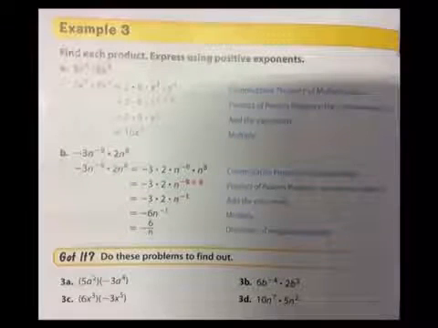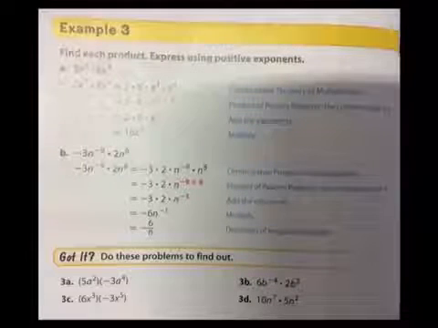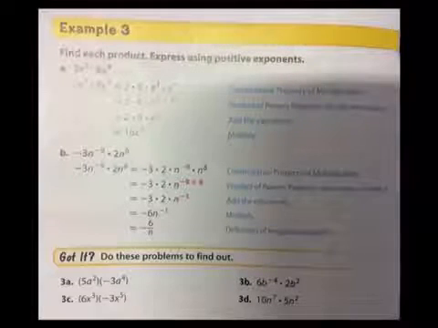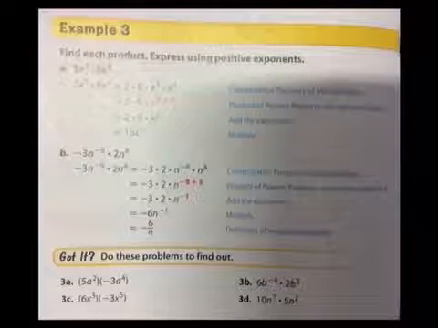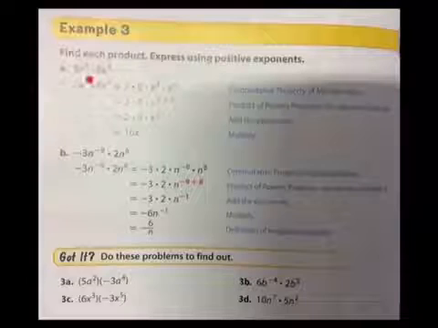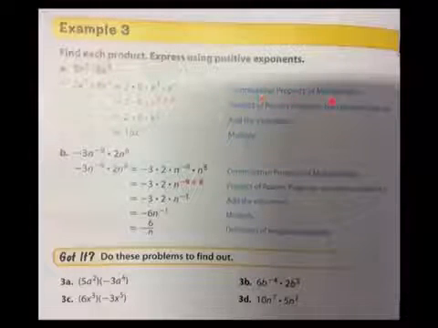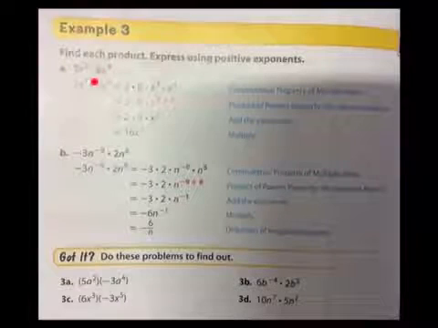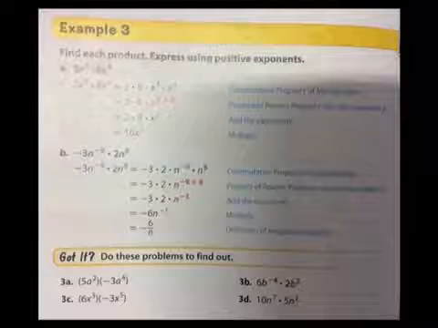Okay, now let's look at example 3. Things are starting to get a little more complicated, but at the same time, I actually think it's a little more fun because you're now dealing with multiple variables. Here we have 2x to the power of 3 times 8x to the power of 4. We're going to use the commutative property of multiplication, and we're going to put together the variables and the numbers that are able to work together.